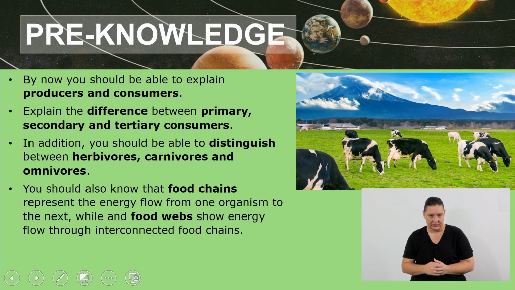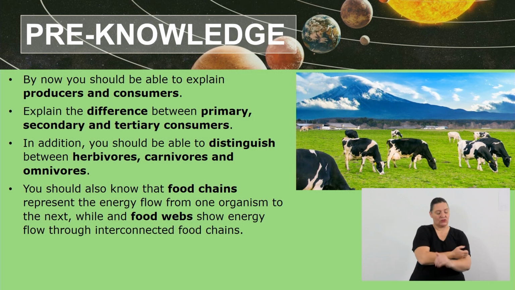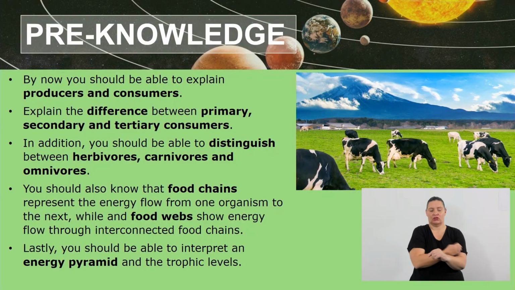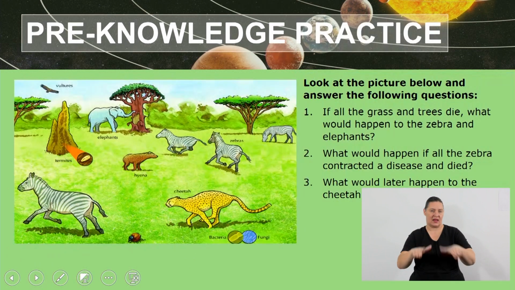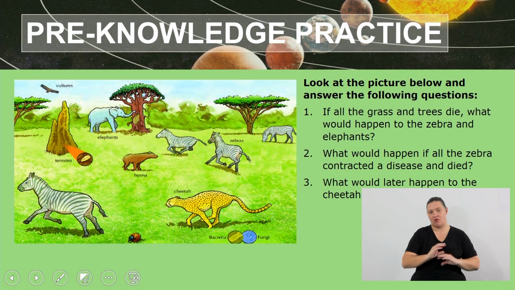You should also know that food chains represent the energy flow from one organism to the next, while food webs show the flow of energy through interconnected food chains. So lastly, you should be able to interpret an energy pyramid and also trophic levels. So that is what you need to know in order to be ready for this lesson. Let us quickly do this revision activity just to revive our memory on this topic.